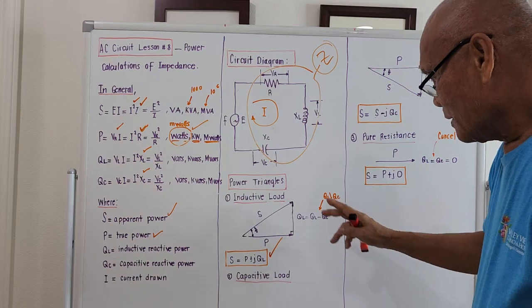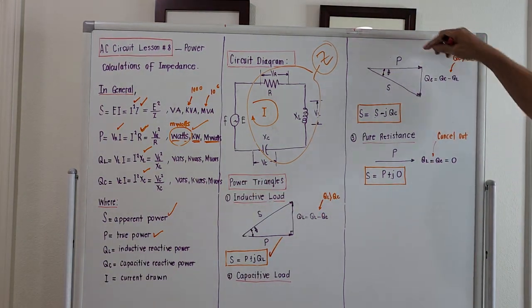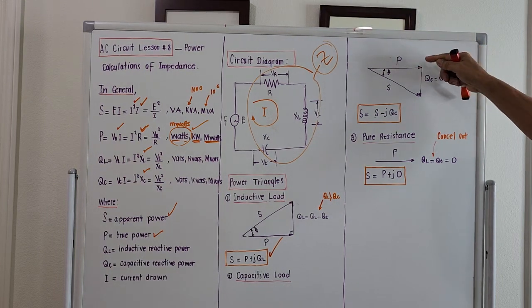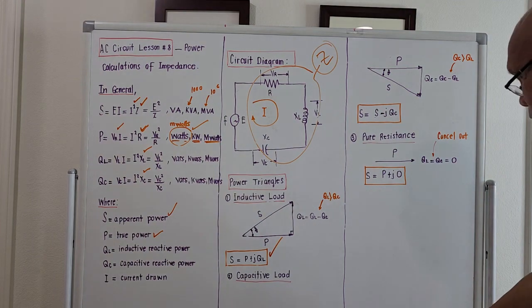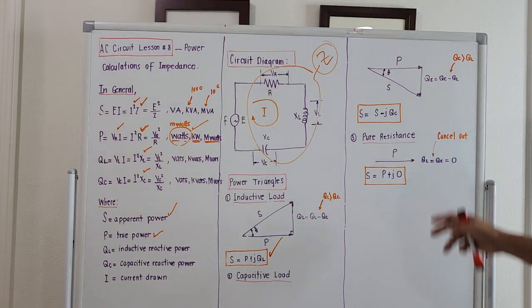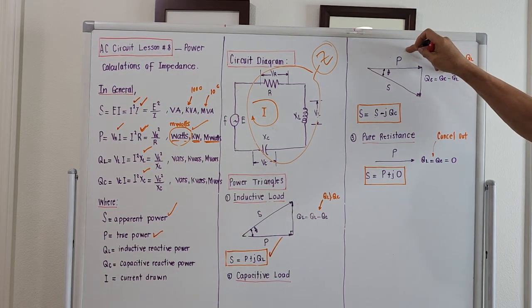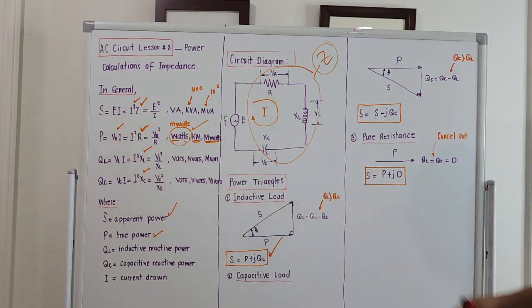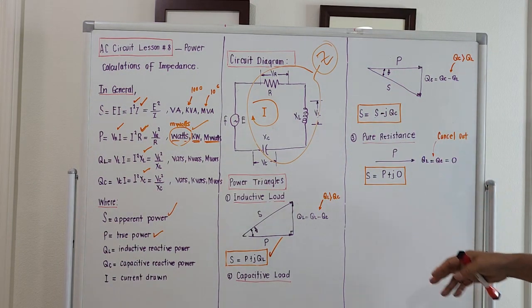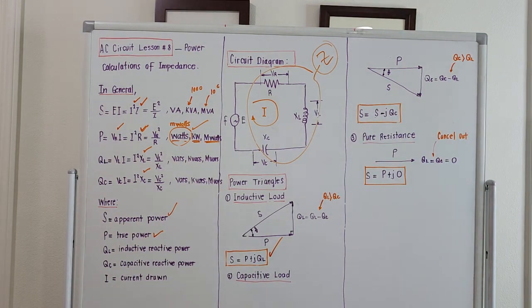Okay? For the capacitive load, the power triangle will be this. This is the true power, this is Q sub C, and this is S. Again, if you try to compute the value of the apparent power, you cannot just add this true power with this. This is a real part, and this is an imaginary part. So if we try to bring out the formula on how to take the apparent power, it will be S equals P minus j Q sub C. But there are two variations also.